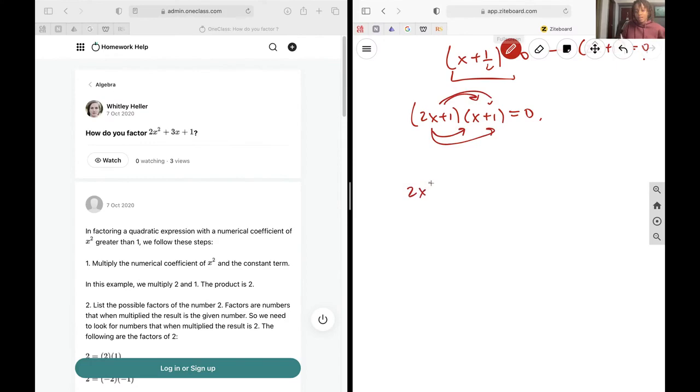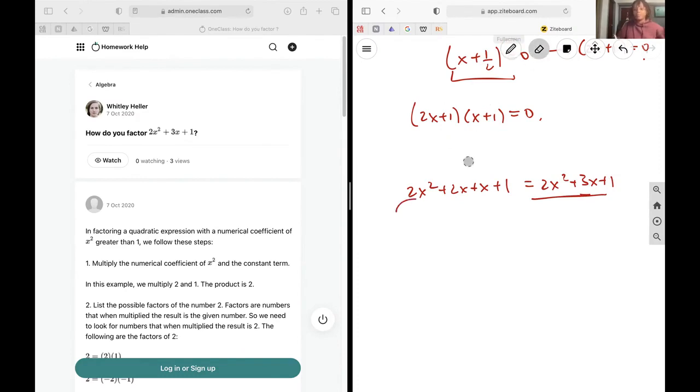And you get 2x squared plus 2x plus x plus 1, giving me 2x squared plus 3x plus 1. And so using the quadratic formula does give you the right answer, as I said before.